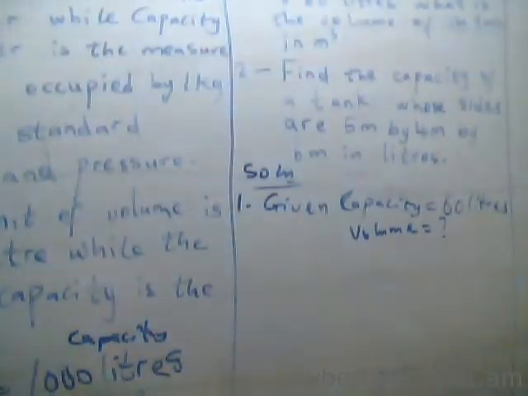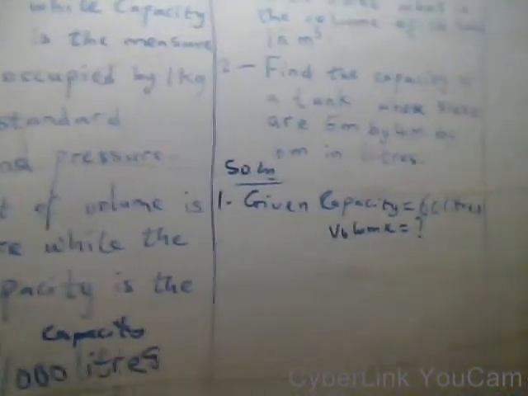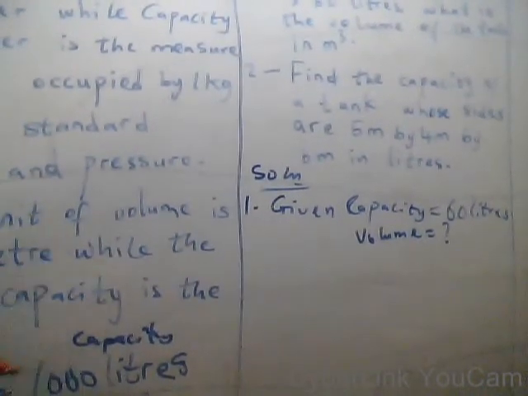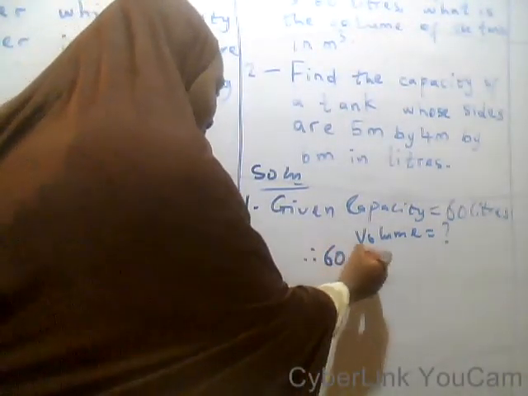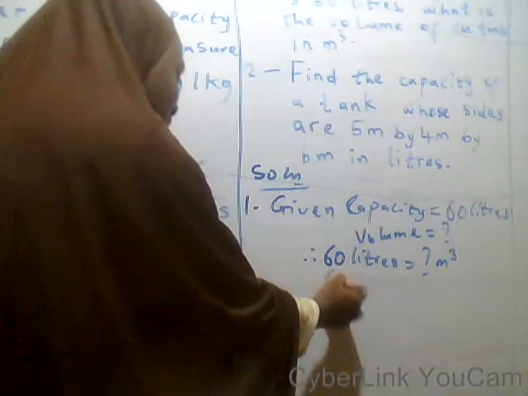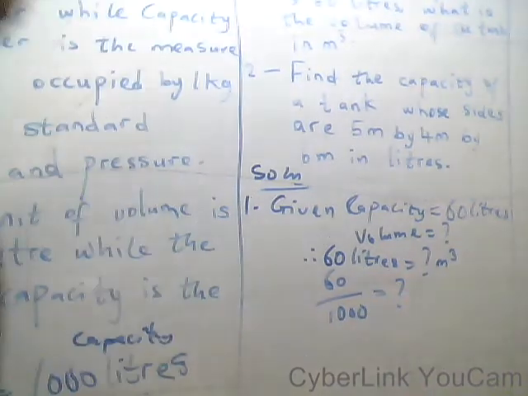I told you if you want to convert from meter cube to liter, then you multiply by 1000. And if you want to convert from liter to meter cube, you divide by 1000. But here we are given liter. We want to convert to meter cube. Therefore, we have to divide by 1000. Therefore, to convert 60 liters to meter cube, you divide 60 by 1000 to give you a meter cube.